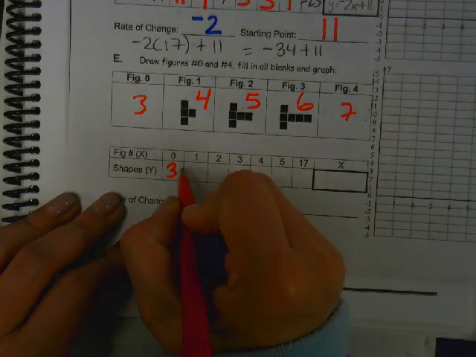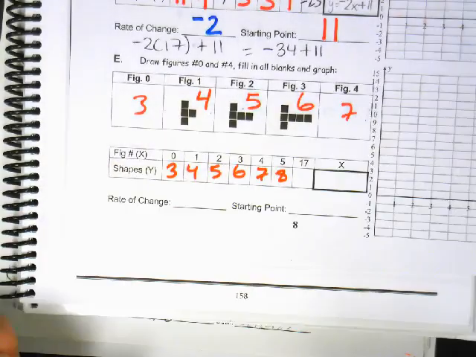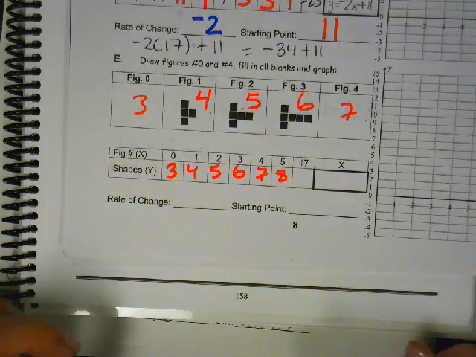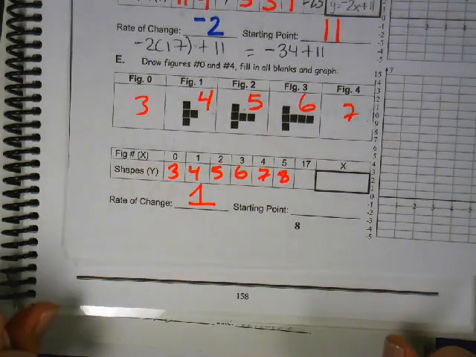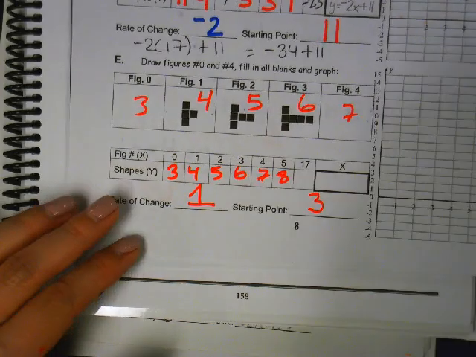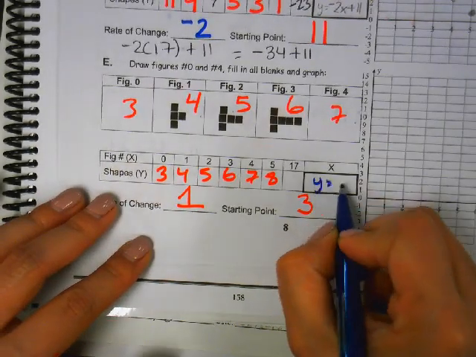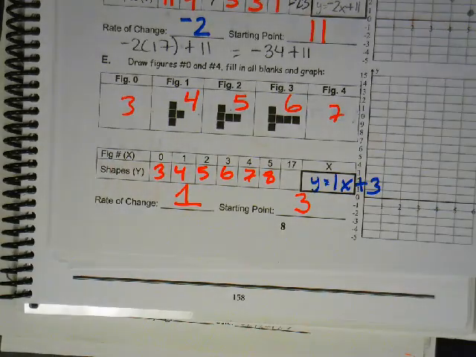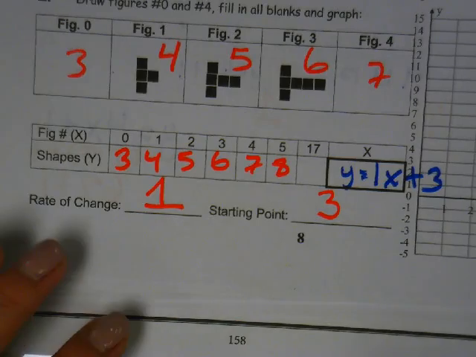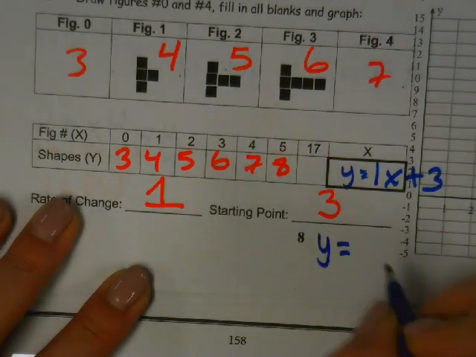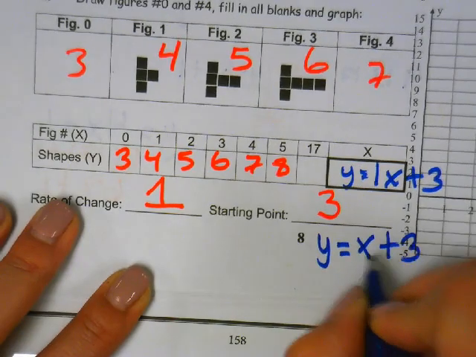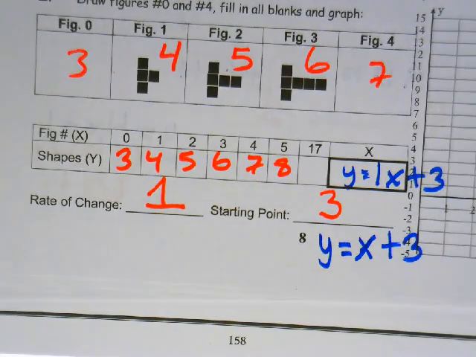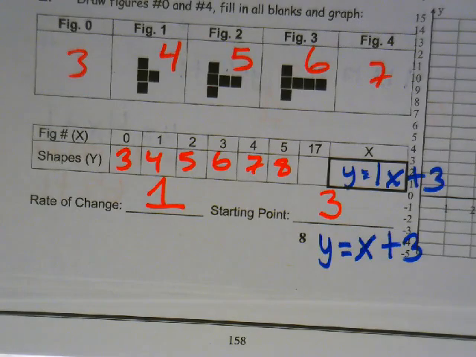So 3, 4, 5, 6, 7, 8. Right? What are we changing by? 1. What's my starting point? 3. So what's my equation? 1x plus 3 is cool if you're a 7th grader. I guess. But how would we write this more 8th grade-ish? Y equals x plus 3, right? Why? Because do we need that 1? No. It's invisible, right? In 7th grade, we like to tell you and remind you. And then hopefully in 8th grade, you have it memorized.